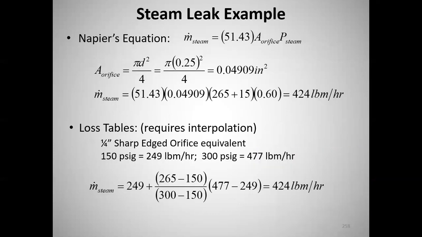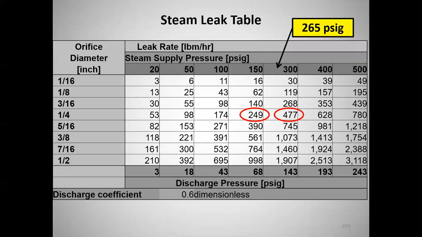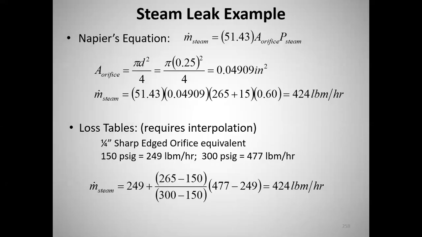And of course, I think you know how to use Napier's equation by now, but that's the basic equation: 5143 times the area of the orifice times the pressure of the steam. Area is in square inches and steam pressure is in psia. For the 1/4 inch orifice, the area is 0.049 square inches. Plugging in and putting in the 0.6 for the sharp-edged orifice, it comes out 424. In the tables, you have to do an interpolation because we're at 265 here. But if you do, it comes out 424. How about that?